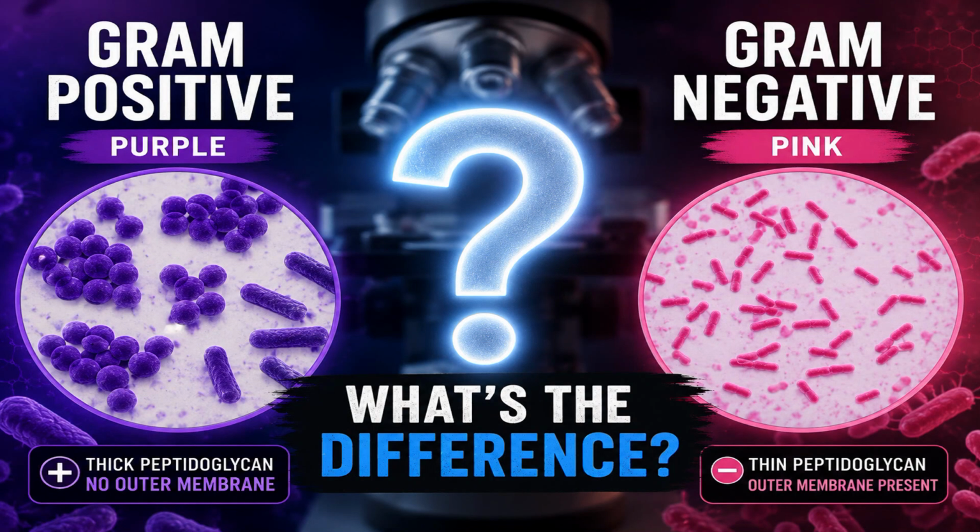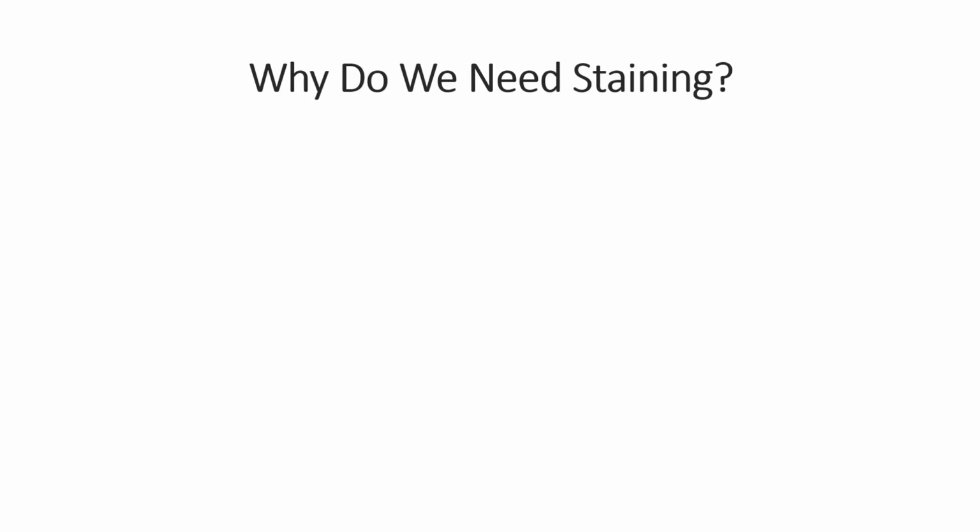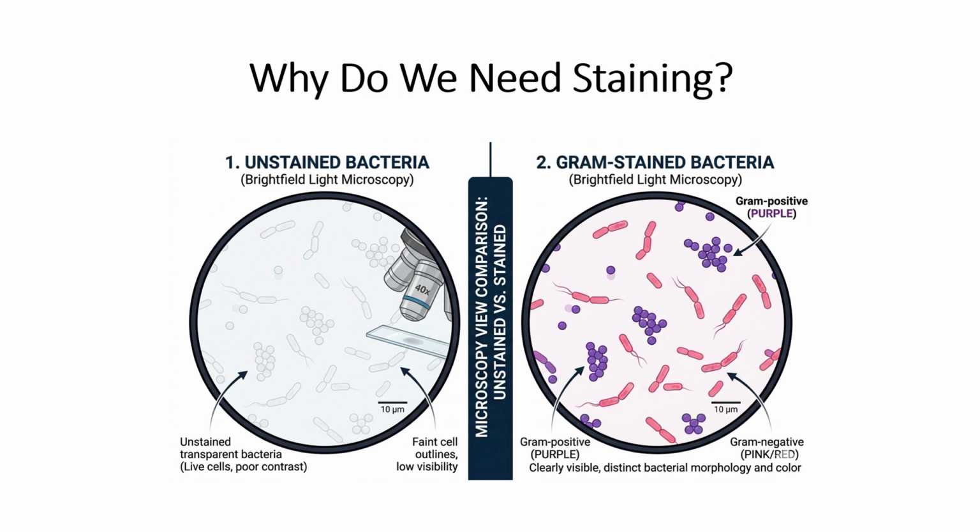Hi all. Have you ever wondered why bacteria are stained before we observe them under a microscope? Take a look at the first image on the screen. This is how bacteria appear under a bright field microscope without staining. They are almost transparent and only faint outlines are visible. Because of this, it becomes very difficult to identify bacterial cells, study their shape and observe their arrangement.